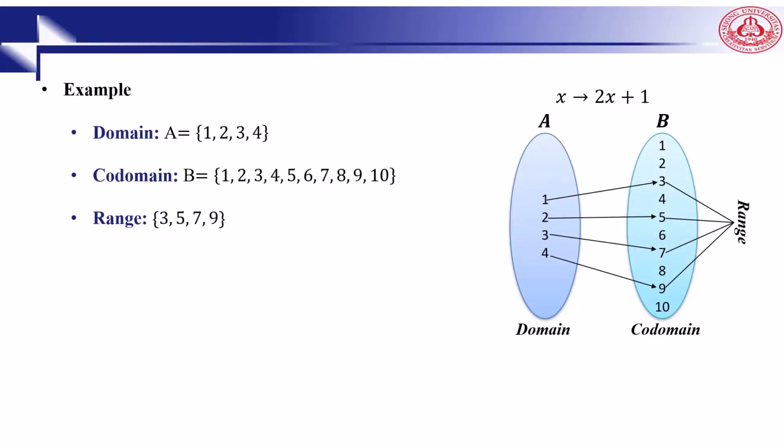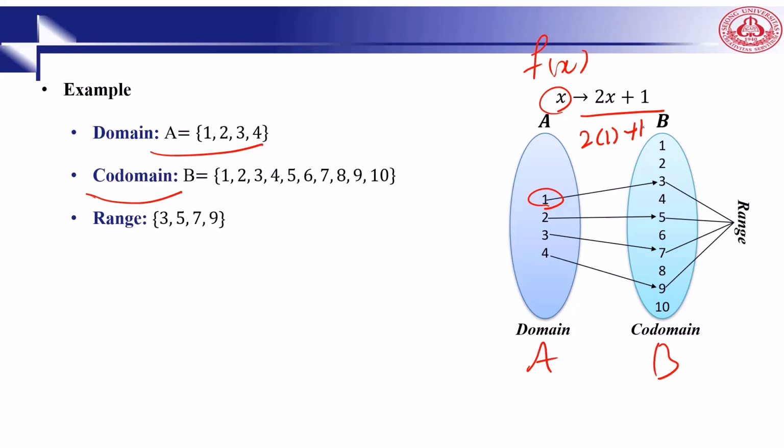Let's see one example here. We have a function which receives x and gives us 2x plus 1. As you can see, this is our function. This is set A and this is set B. So the domain of f(x) is 1, 2, 3, 4, as you can see here. And this is set A and this is set B. Set B is called the codomain: 1, 2, 3, 4, 5, 6, 7, 8, 9, 10. For the range, when we give 1, 2 multiplied by 1 plus 1 is equal to 3. 2 multiplied by 2 plus 1 is 5. 2 multiplied by 3 plus 1 is 7. And 2 multiplied by 4 plus 1 is 9. So this is called the range of the function: 3, 5, 7, and 9.